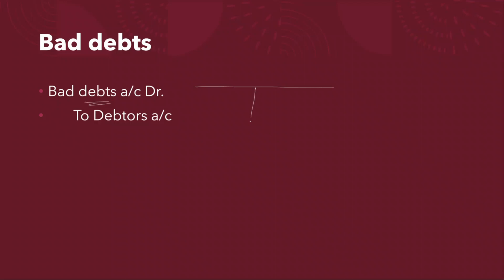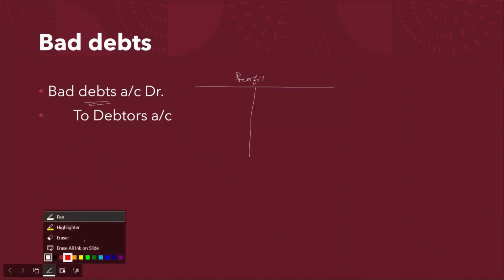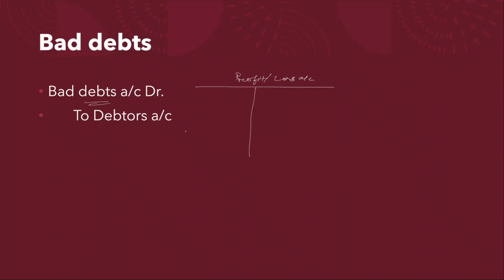So in your PL or profit and loss account, here you will show it as bad debts, and in your balance sheet, debtors is our current asset. So in current asset, debtors is shown here.